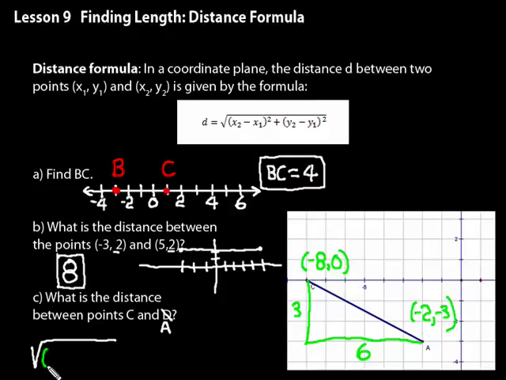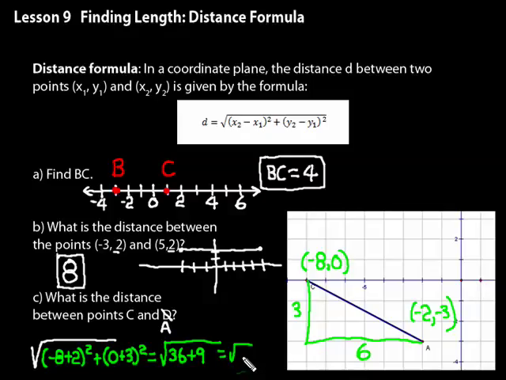So for our x coordinates, we would have -8 minus -2, which would just be -6. That value squared, plus our y coordinates, 0 minus -3, or +3 squared. So we get the square root of -6 squared, which is 36, plus 3 squared, which is 9. So we get the square root of 45.